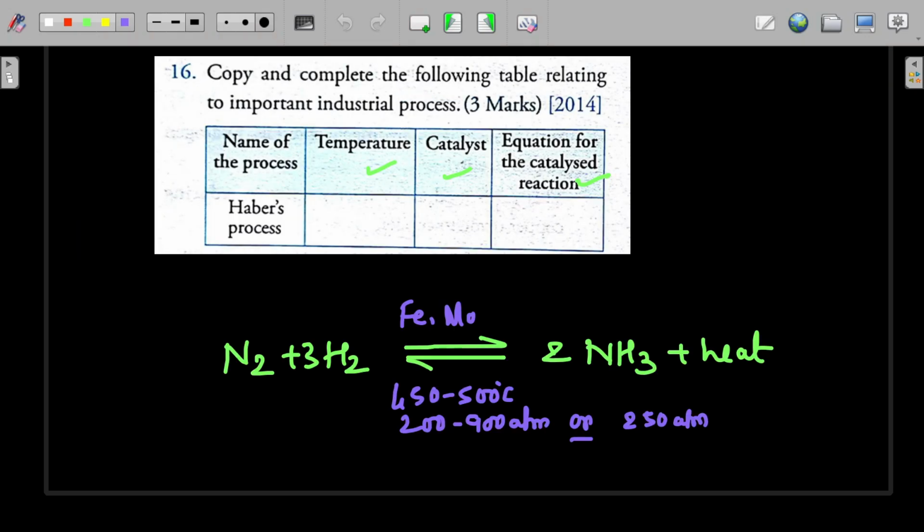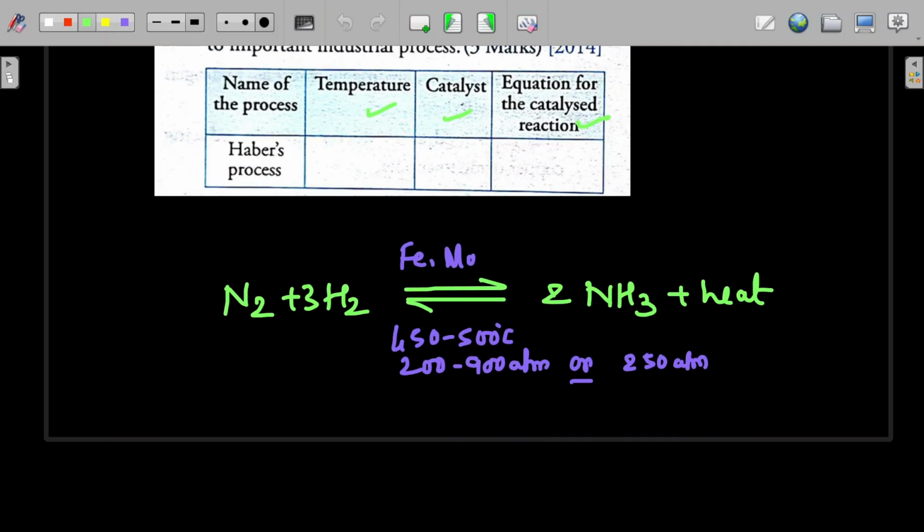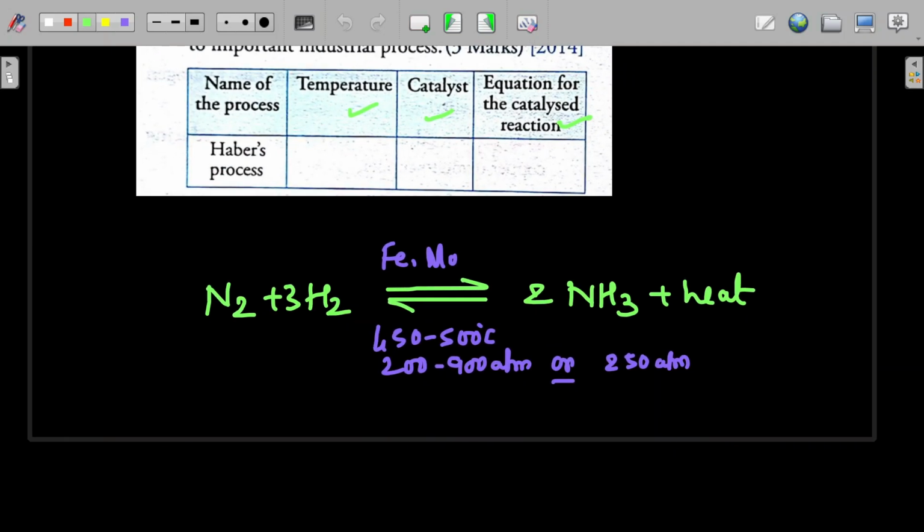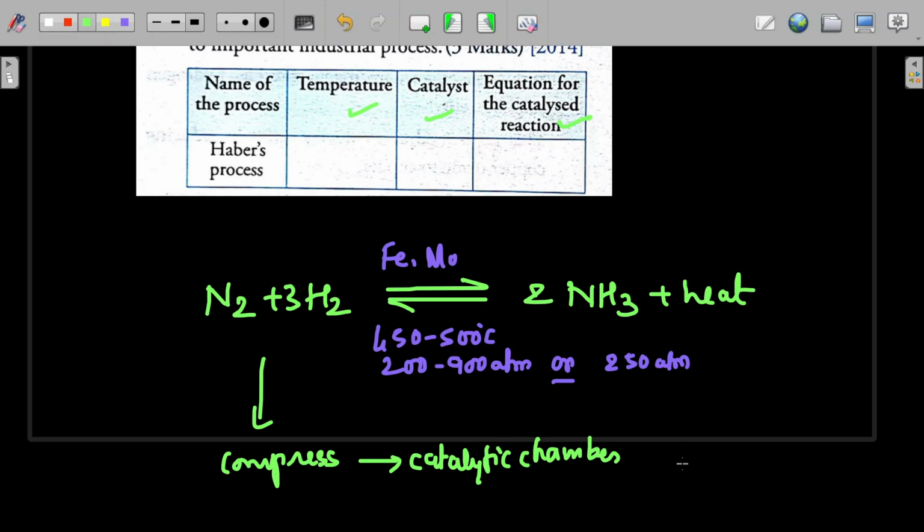Okay, I didn't explain the procedure here, no? See what we do, nitrogen and hydrogen we pass. First we compress it. Compression chamber we call it. Compress means you apply high pressure, 200 to 900 atm. Then you pass it to a catalytic chamber. Catalytic chamber is the one where the catalyst is present and the catalytic reaction takes place. So there this reaction takes place.